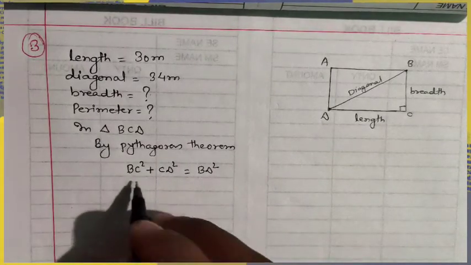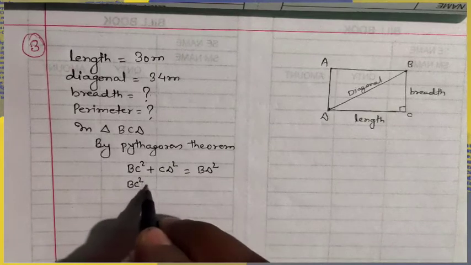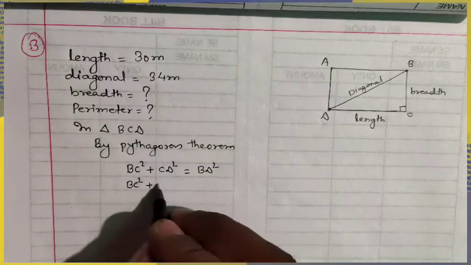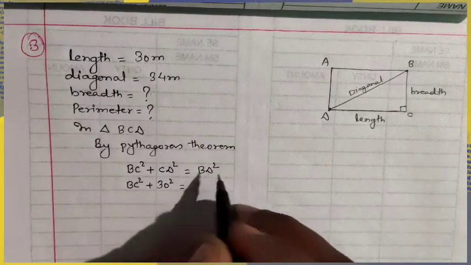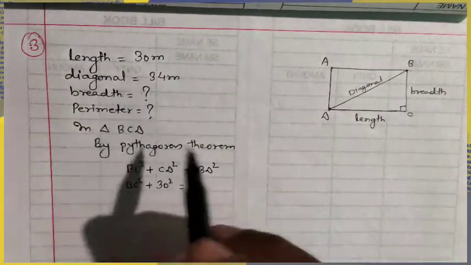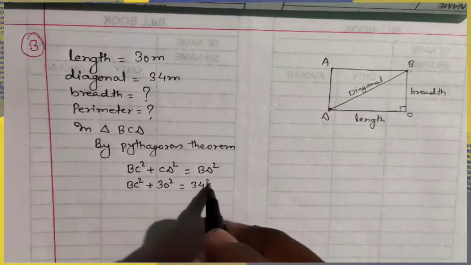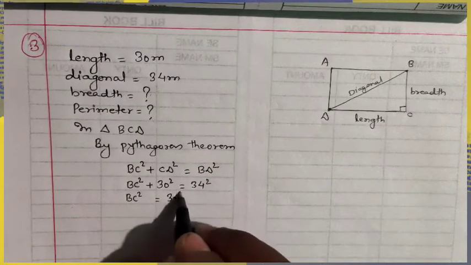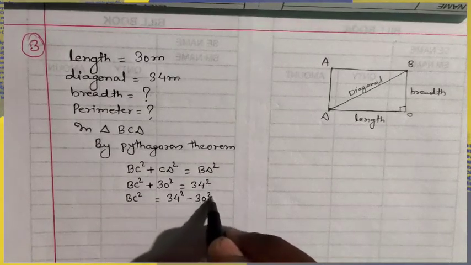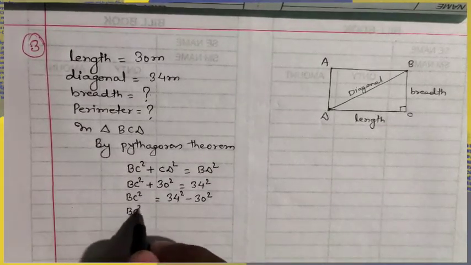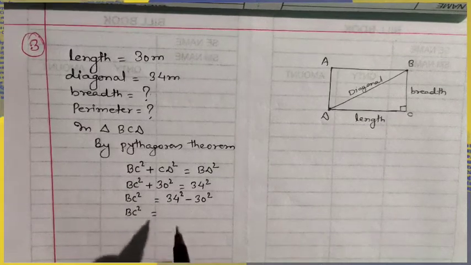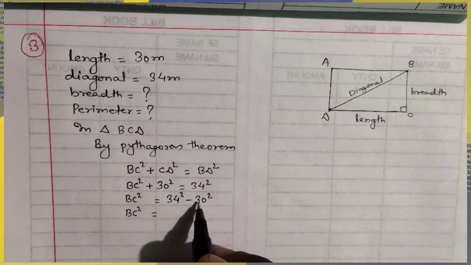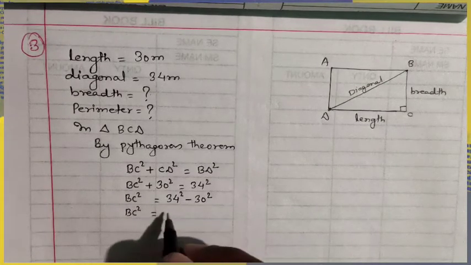Now the value of BC we don't know, we have to calculate. The value of CD, that is length, we know, 30 square, is equal to BD. The value of diagonal we know, that is 34 square. Now what we will do, BC square is equal to 34 square minus 30 square. Now here I am applying a formula, but what you have to do is multiply 34 two times, again multiply 30 two times, and subtract the values.